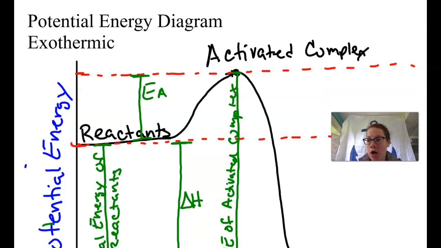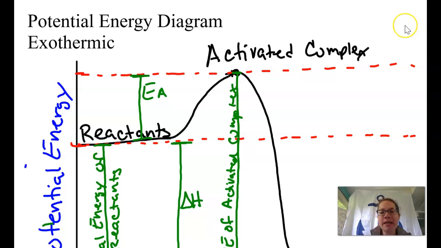So we're going to continue on talking about kinetics. And in this video, what we're going to talk about is something called a potential energy diagram. Now remember, potential energy is stored energy or chemical energy. It's the energy we say is stored in the bonds.